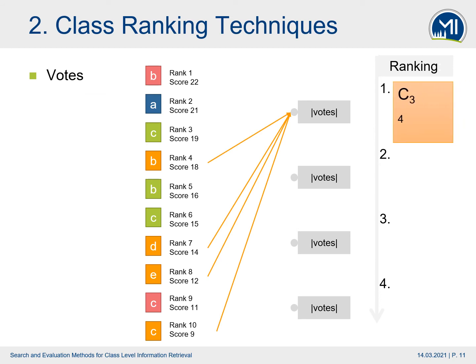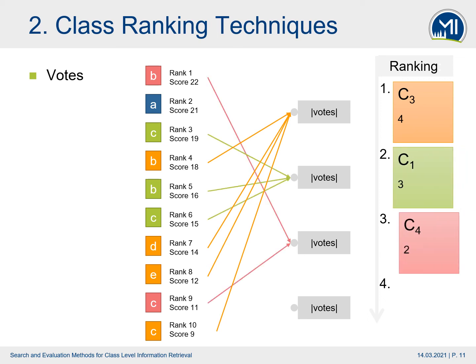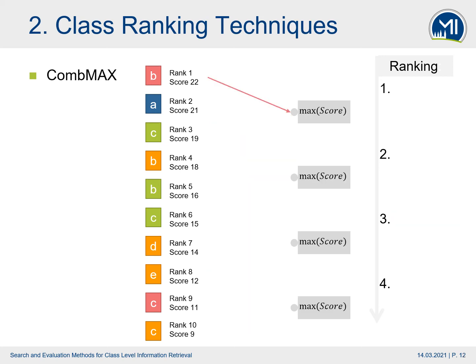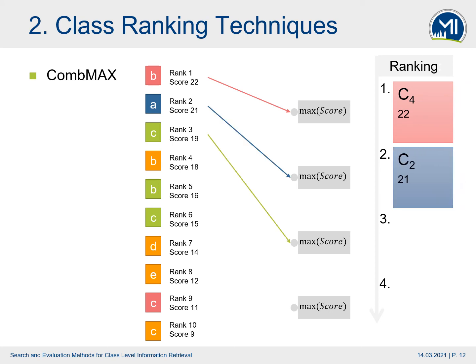Votes as a classic voting technique just counts the number of documents for each class as voters. As we can see in this example, the orange class, which has been on the last ranking level before, this time has the maximum score in the class ranking. The last applied technique in this paper is CompMax. It only takes the maximum score for each voting document per class into account.